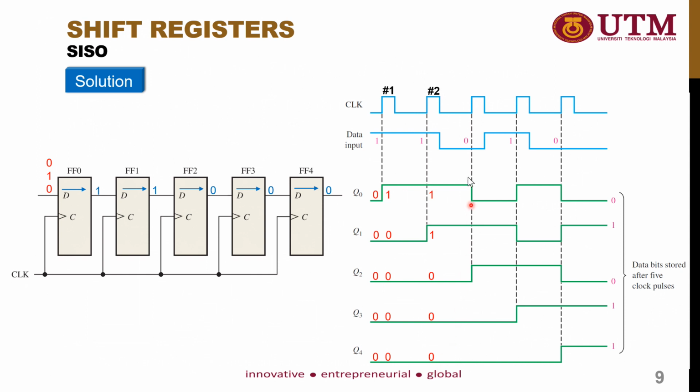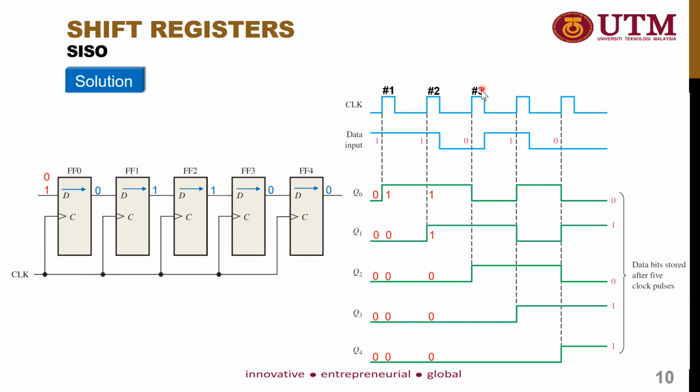At the third clock cycle, the same procedure happens, where 0 is transferred to here, 1 is transferred to here, 1 is transferred to here, and 0 is transferred to the output of flip-flop 1, and it becomes 1 because 1, 1, 0 has been transferred inside clock cycle number 3.